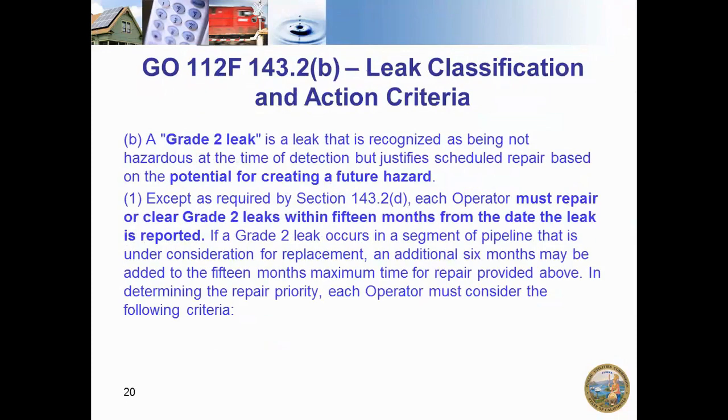Moving on to grade 2 leaks. It's a leak that is not hazardous at this time, but could easily or probably become hazardous. These must be repaired within 15 months from the date the leak is reported, unless it's a segment of pipeline that is under consideration for replacement. If, before this leak occurred, you were going to replace the piece of pipe, then you get an extra 6 months on top of that 15 months to do that replacement.